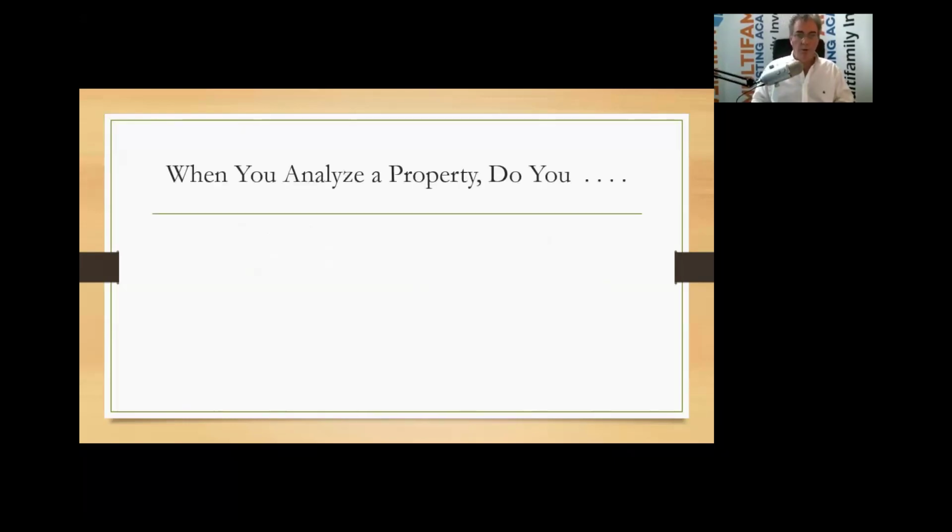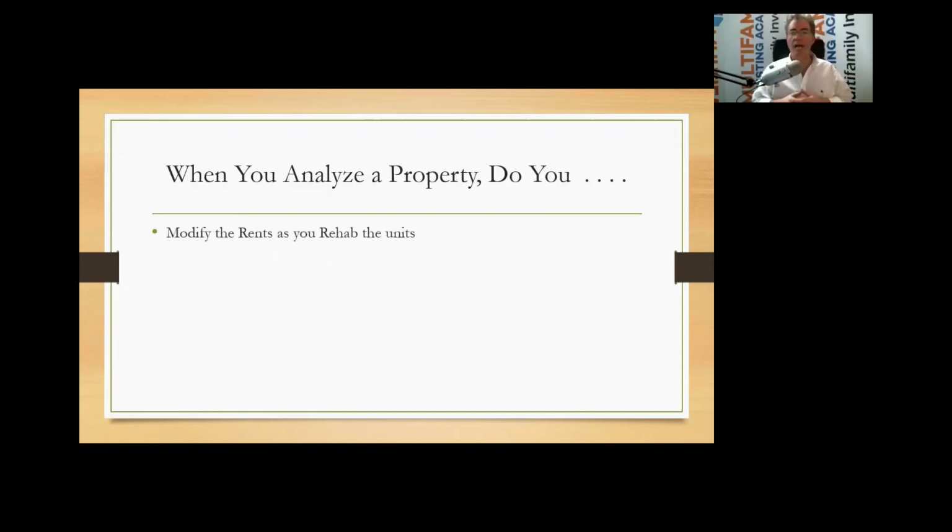So when you analyze a property and you're sitting there looking at the numbers, do you just stick the numbers into the boxes where they go, or do you use those numbers or change the numbers to tell the story? Do you use the numbers to tell the narrative? That's what people are lacking. How can I use the numbers to tell the narrative? So first thing, let's take a look at this.